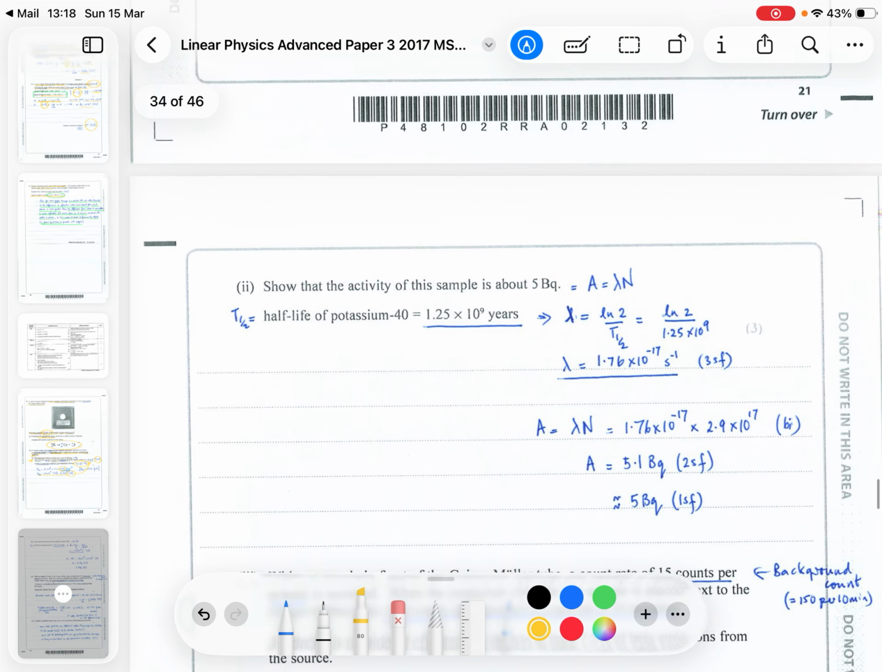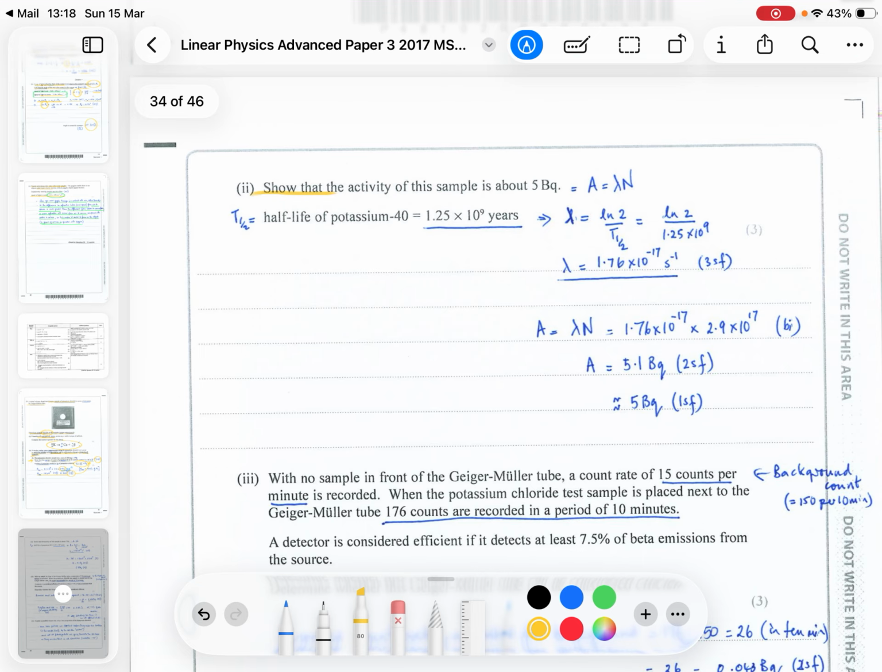Okay. Now it says show that the activity of this sample is about 5 becquerels. Well, activity is lambda N. There's a negative sign in there, but if you just want the activity, the negative sign is there because the number is decreasing, so the gradient is negative. Activity means dN by dt for those of you who do differentiation. Half-life is given in years. So you could work out the decay constant in years, and then convert it into seconds.